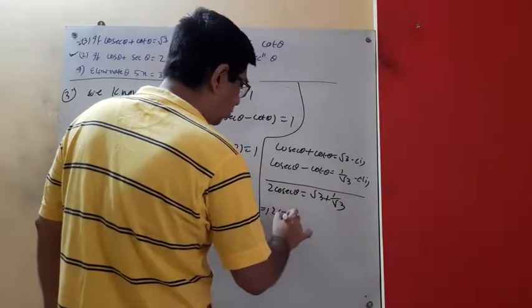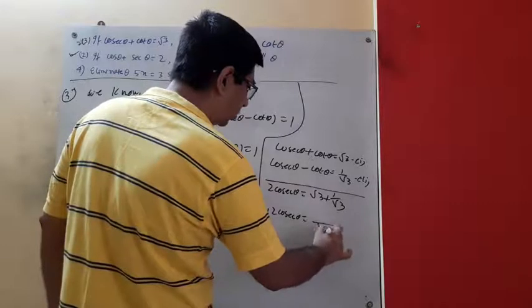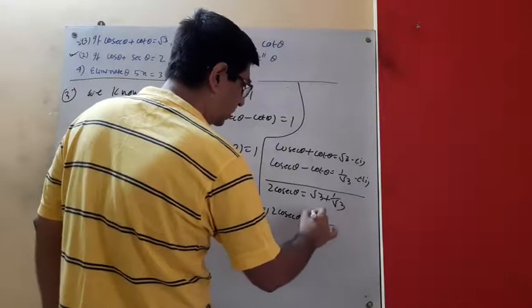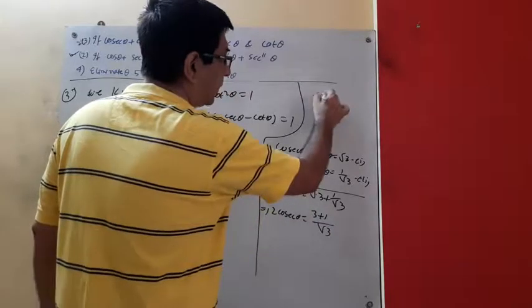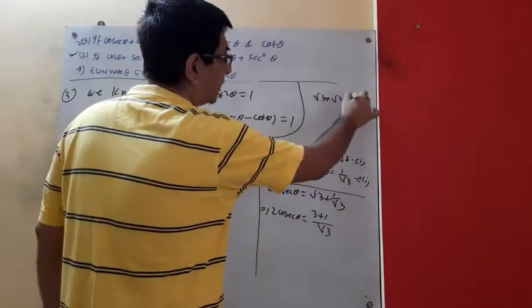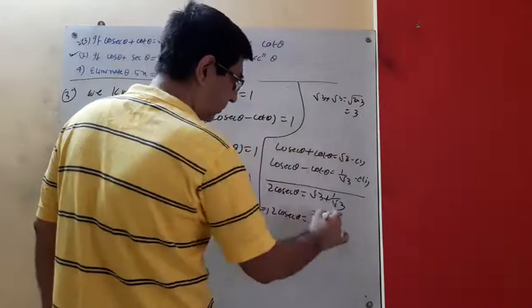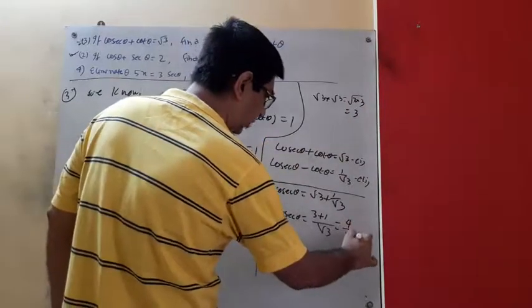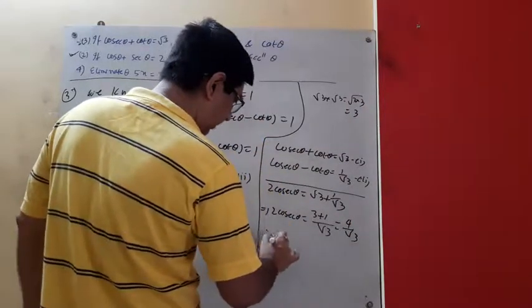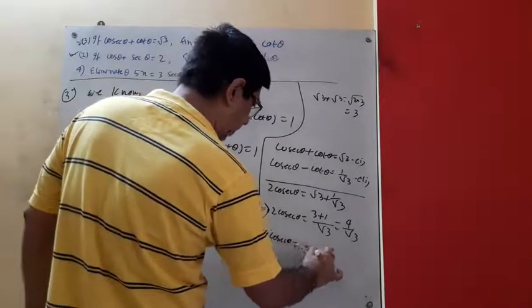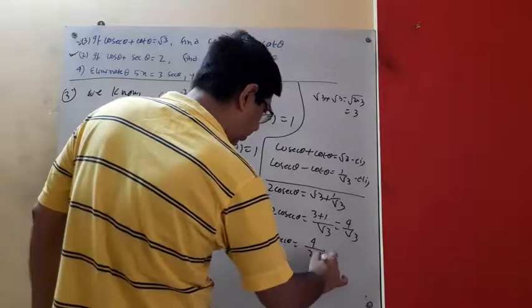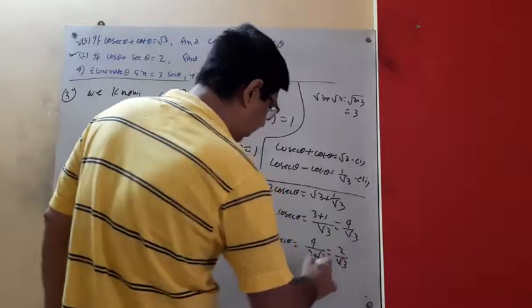That means 2 cosec theta equal to root 3, LCM. Root 3 into root 3, that is 3, plus 1, that is 4 by root 3, right? So cosec theta equal to 4 by 2 into root 3, that is 2 by root 3. Okay.